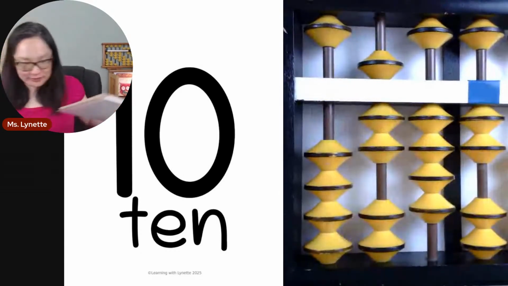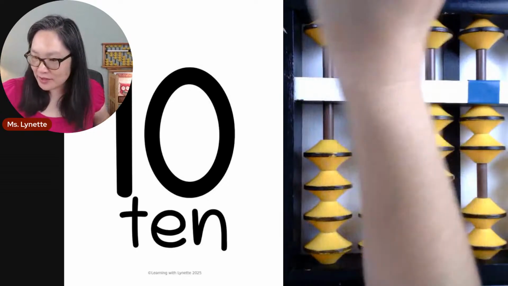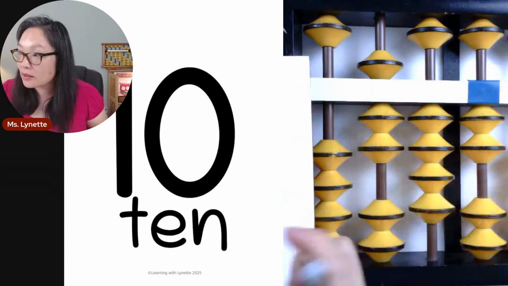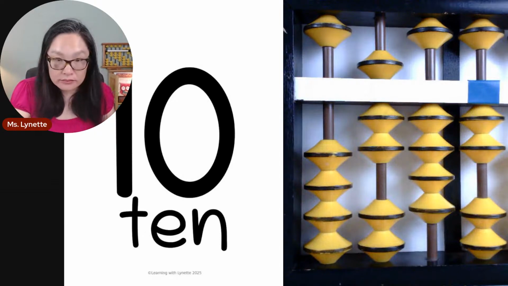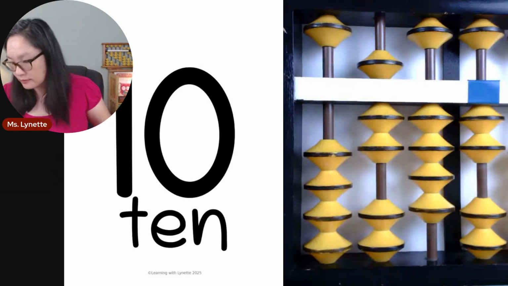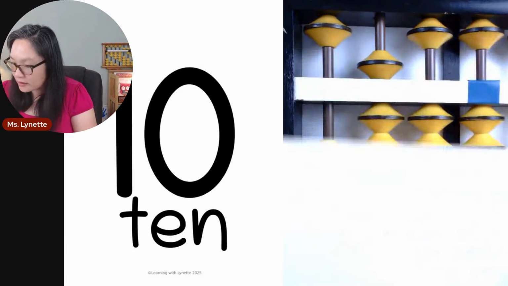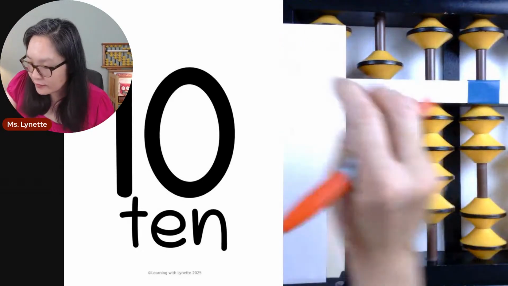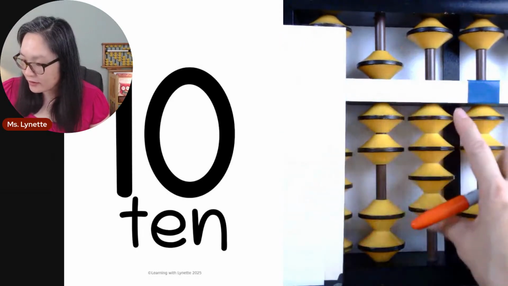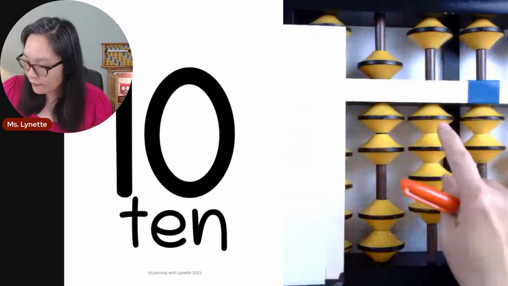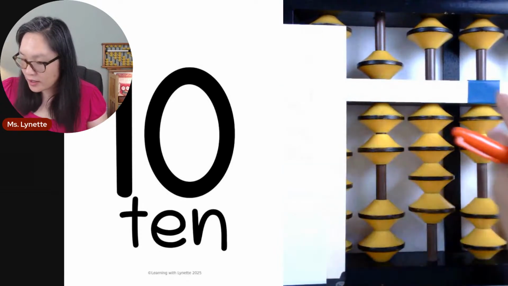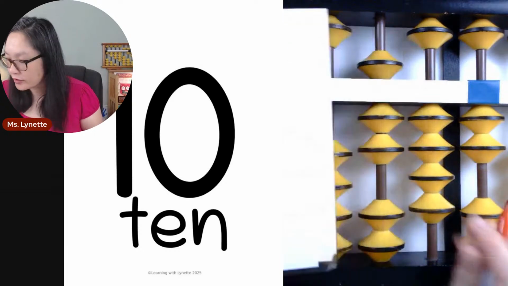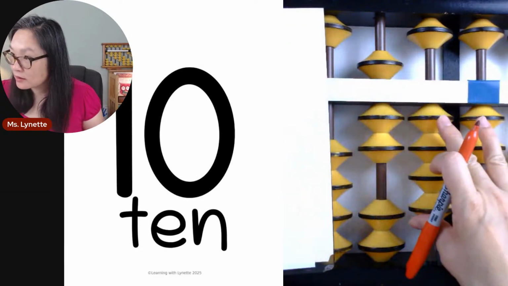All right, let me get my pencil. So this number here is 7, 4, and then 2. There you go, 742. That's the number that's here.